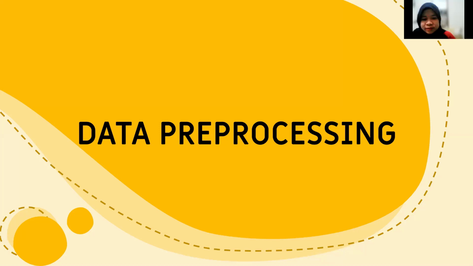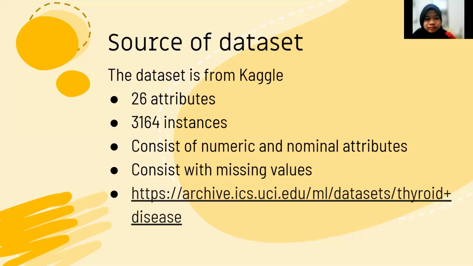We will continue with the data preprocessing for the hypothyroid dataset. The hypothyroid dataset that we chose is from Kaggle. It has 26 attributes and 3,164 instances. It consists of numeric and nominal attributes. It also has missing values that need to be handled.